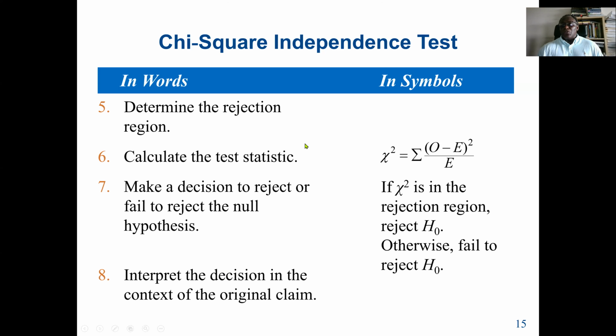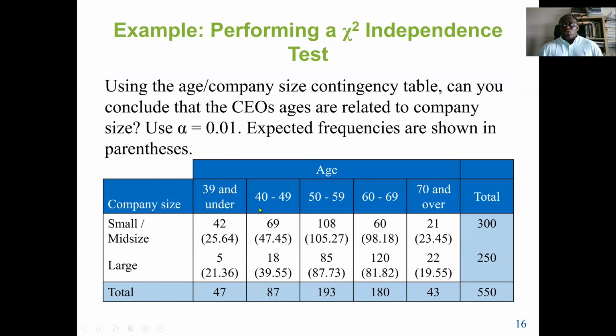The previous test was different. We are going to use the same example, but this time they gave us the observed frequency, because as we said earlier, observed frequency has to be given. Using the age and company size contingency table, we want to test if age and company size are independent using chi-square. Can you conclude that the CEO ages are related to the company size? If they are related, then they are dependent. If they are not related, then they are independent. They gave us the alpha value to be 0.01, which is very important.